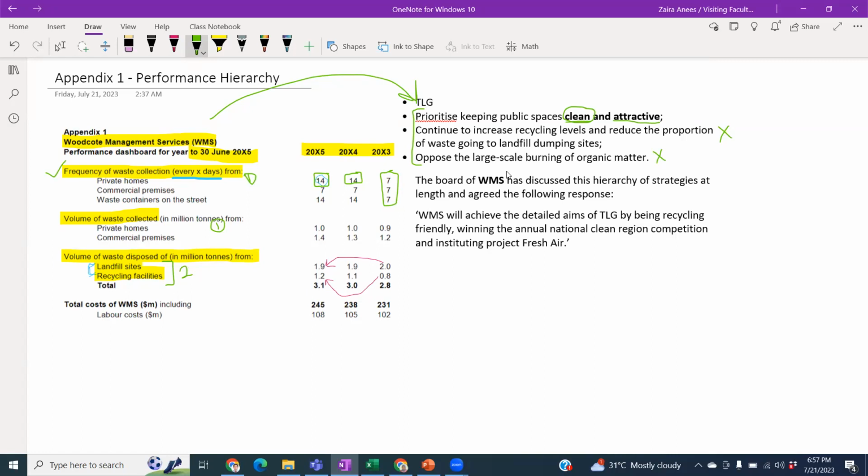This is basically that you have to oppose the large scale burning of organic matter, right? So there is nothing about carbon dioxide emissions, nothing about the volume of waste that they have burned. So no indicator has been given. So this part cannot be measured from the information given in the performance measurement system. So we will identify that this is missing here.